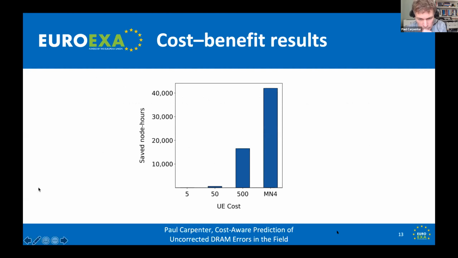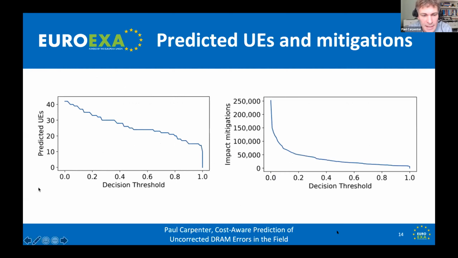There are some results saying that with the MareNostrum run, we could save 40,000 node hours per year, I think that was. And with the smaller jobs, of course, it depends on the size of the job.